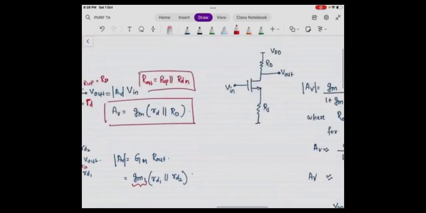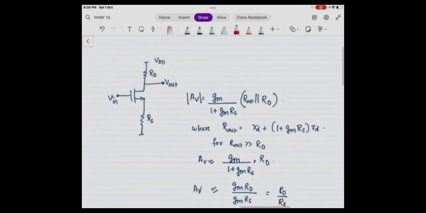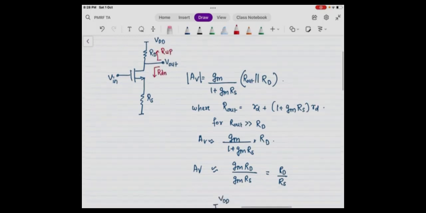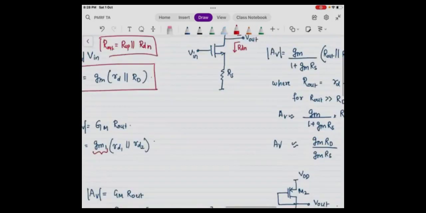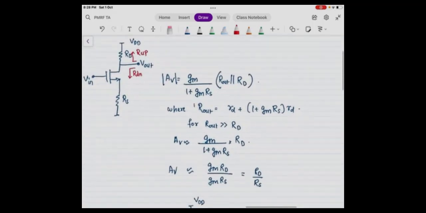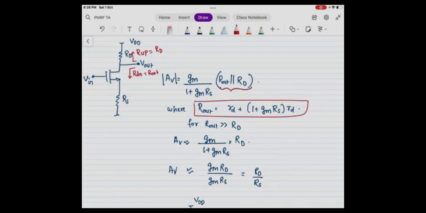The third configuration is what we just saw, so I am not repeating that, the source degeneration. The fourth configuration can be that there is another RD present. So again, R up is this, and R down is this. You found out R down, right? R down is what we saw in the third configuration, which I have written as R out. And R up is nothing but RD. So RD parallel R out is what I have written as the total output resistance.